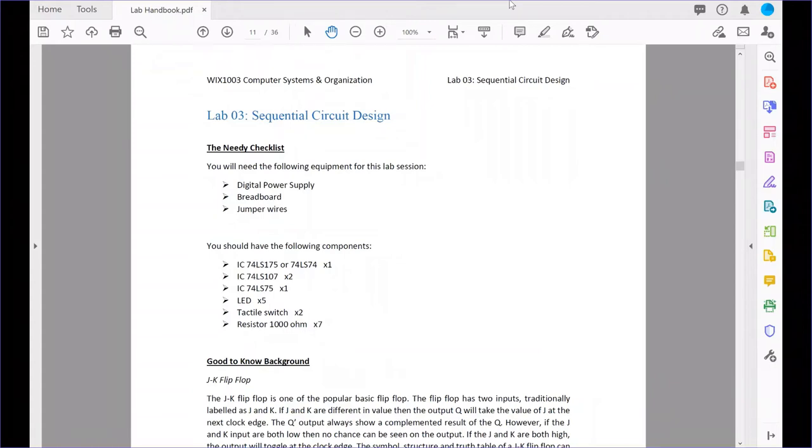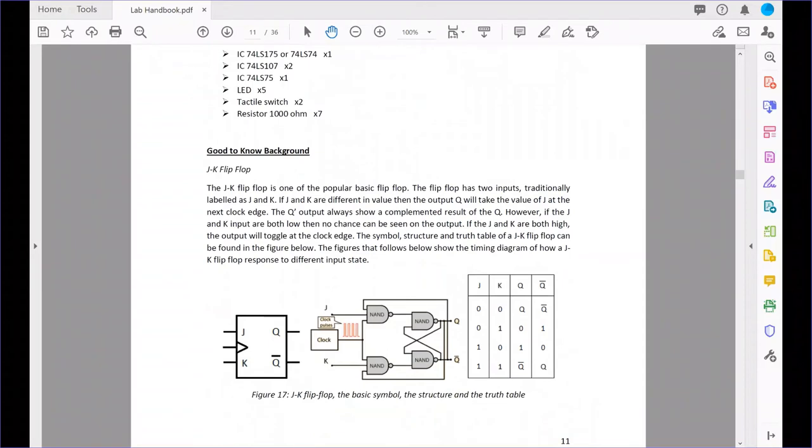Okay, welcome to lab 3. In lab 3, we're going to start learning sequential circuit design. We will use some flip-flops and some latches in this lab. Let's start with the first part, the JK flip-flops.